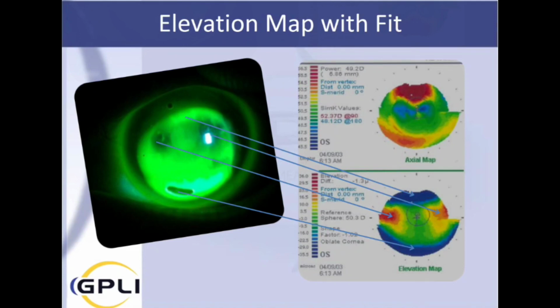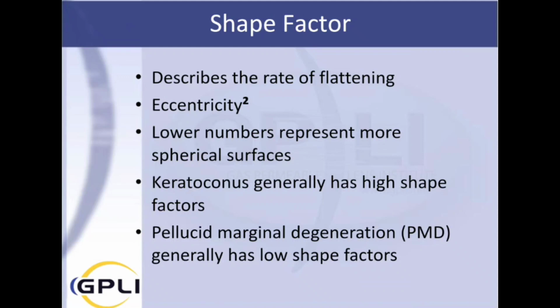The shape factor describes how the cornea changes from the center to the periphery. On different topographers, it may be called different things, but the shape factor is the eccentricity value squared. The lower the eccentricity value squared, the more spherical the surface.